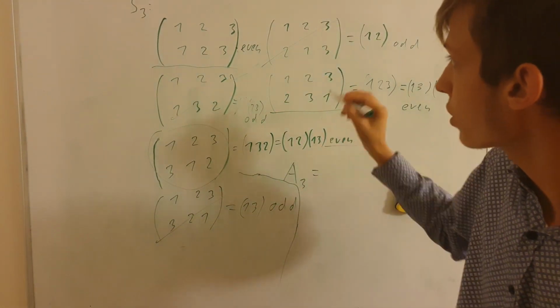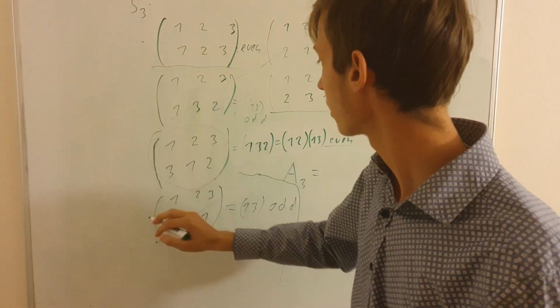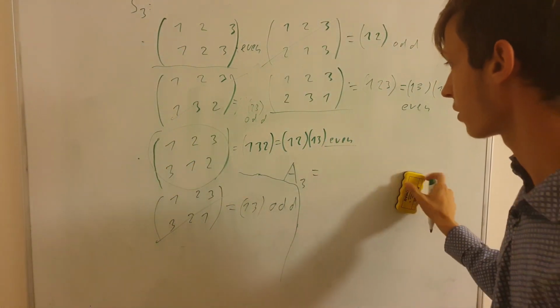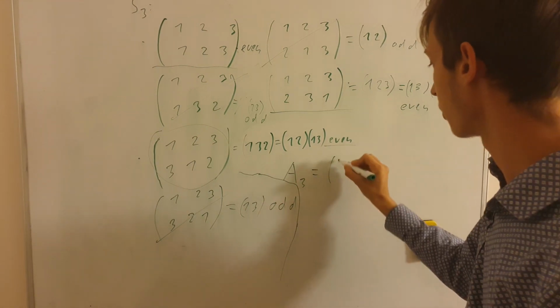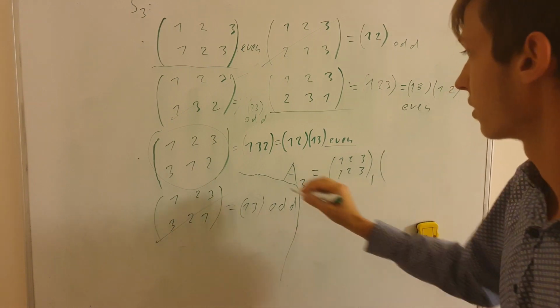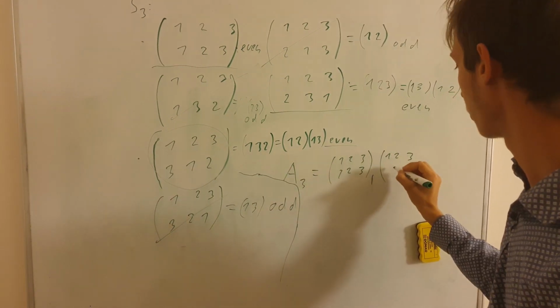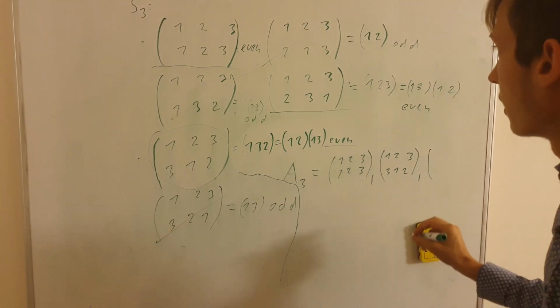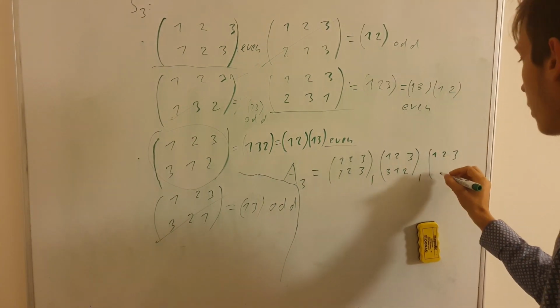And therefore, the 3 that we chose were this one, this one, and this one. And these 3 will be the A3 alternating group. So that's 1, 2, 3 going to 1, 2, 3. The second one, 1, 2, 3 going to 3, 1, 2. And the third one is 1, 2, 3 going to 2, 3, 1.